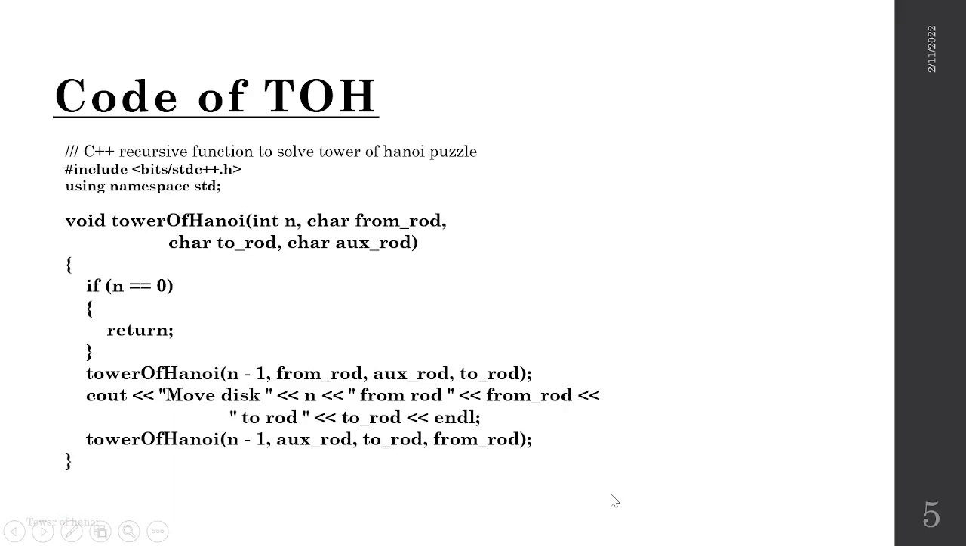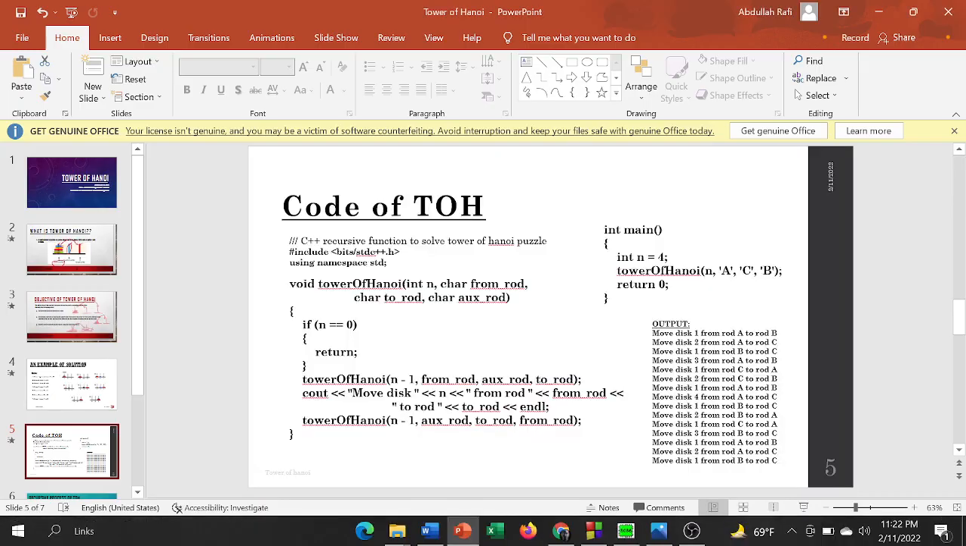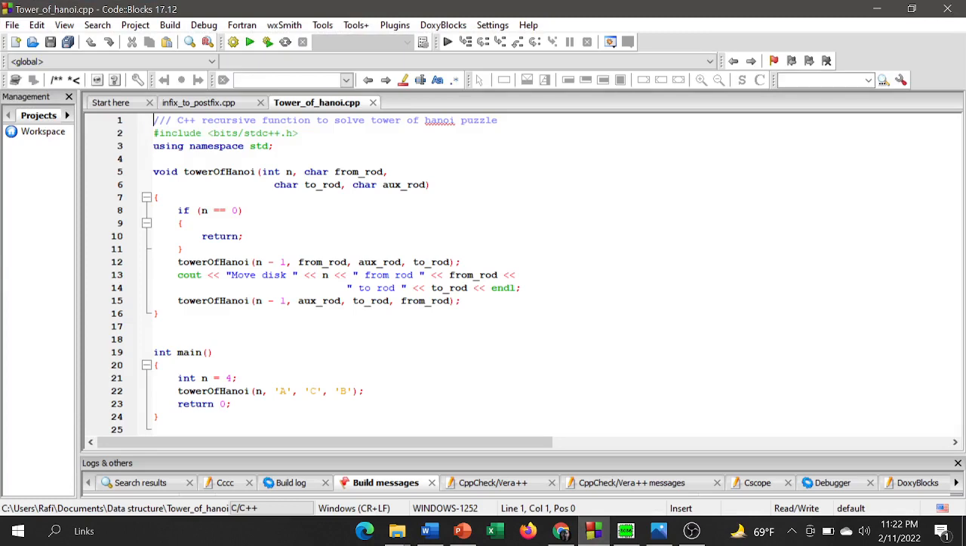Okay, this is our code. I wrote the code in C++. If we go back to the code blocks for better understanding, this is our main code, written in C++. This is our main function for solving the Tower of Hanoi. I use a recursive process to solve this problem.